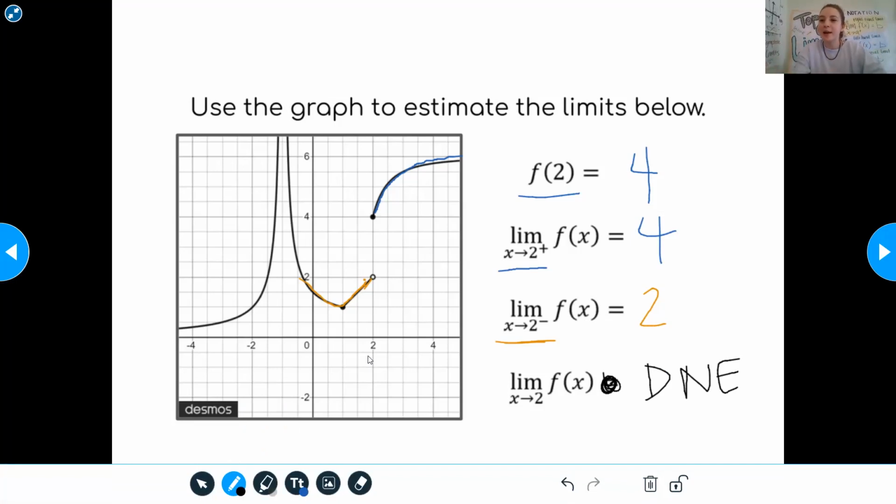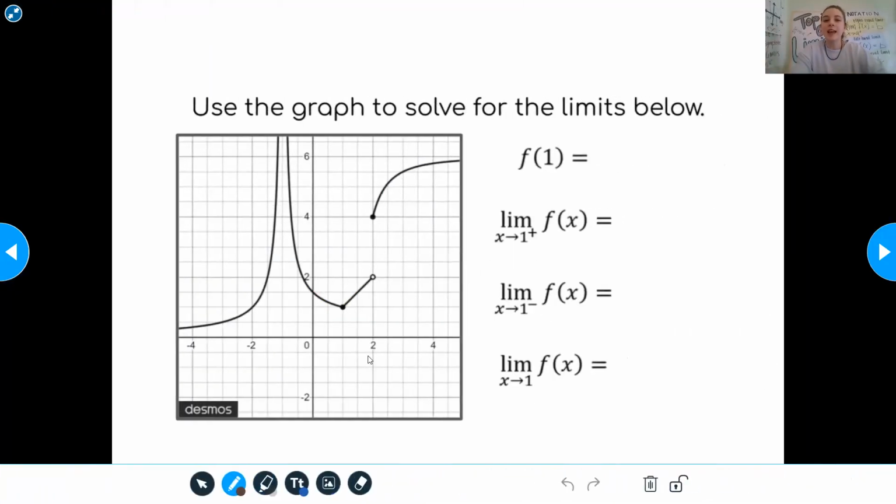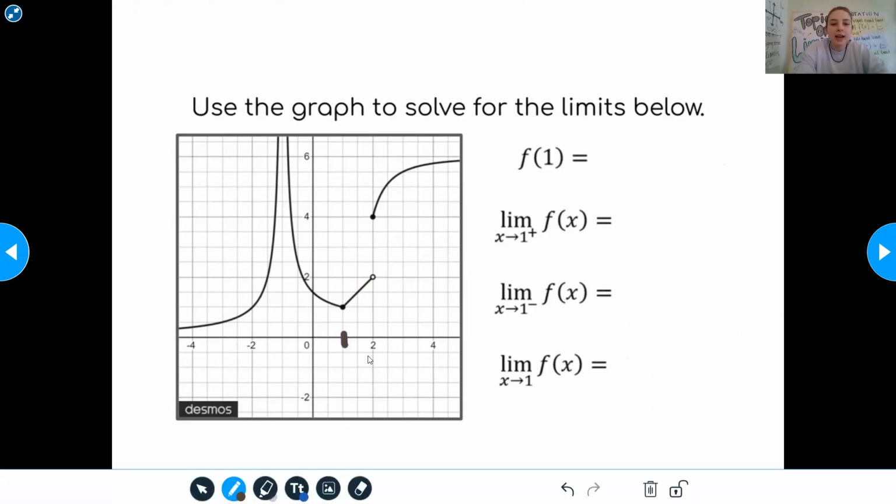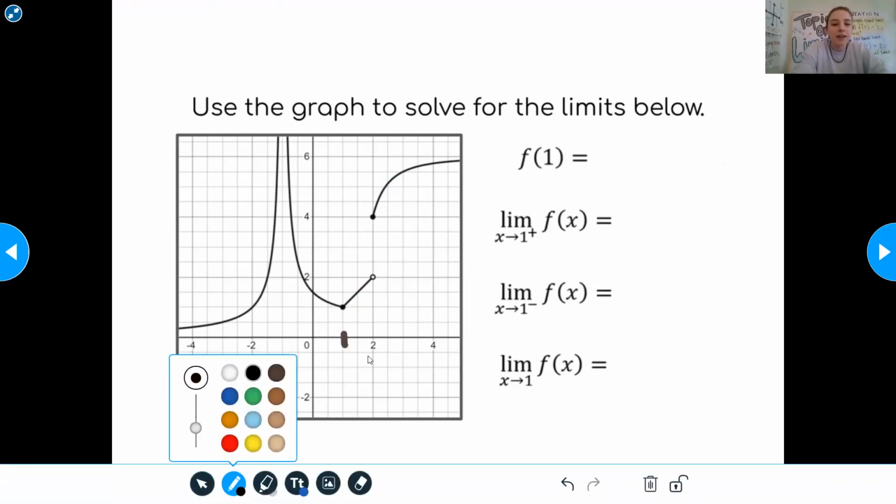Let's move to another example. This time we're looking at the x value, x equals 1. So we've got f of 1, the right-hand limit, the left-hand limit, and the general limit as x approaches 1. Starting with f of 1, we're going to just go to where x equals 1, and we'll see that our y value is equal to 1 at that point. So f of 1 is 1.